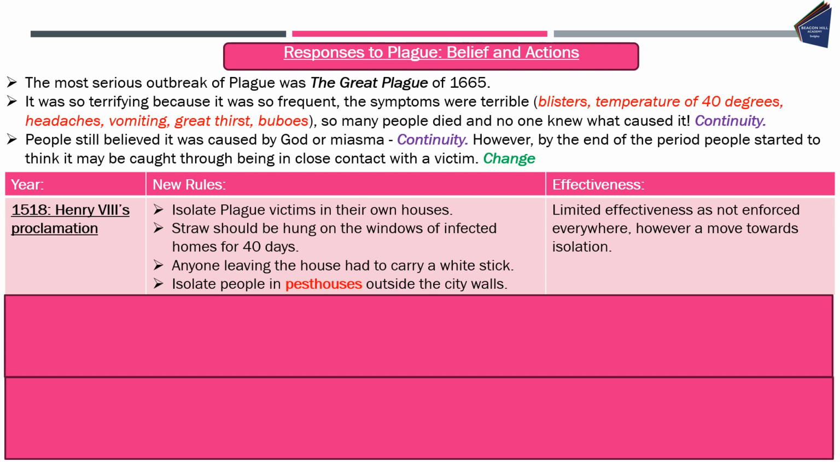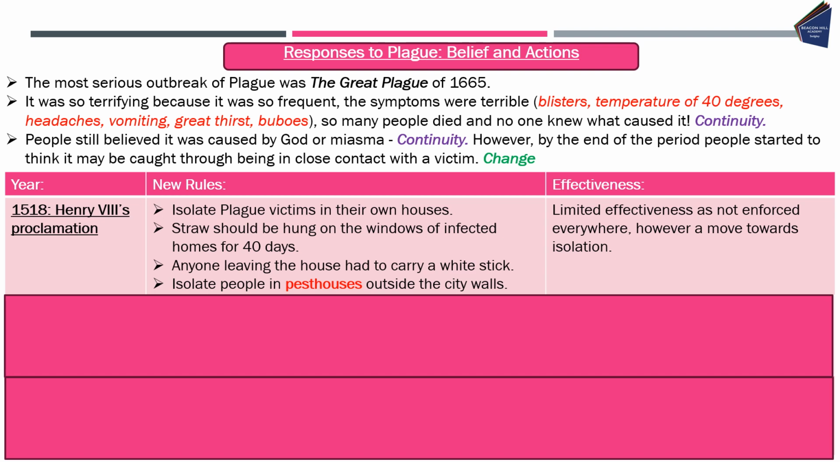And let's have a look at the rules that he introduces. So first of all, he says that plague victims will be isolated within their own houses, that straw should be hung on the windows of infected homes for 40 days, that anyone in the house had to carry a white stick to identify them, and finally that people were to be isolated in pest houses outside of the city wall. So this is the first time that we see this idea of quarantine, which is the isolation of a victim from other people. So the ideas are definitely a step in the right direction from Henry VIII during this time.